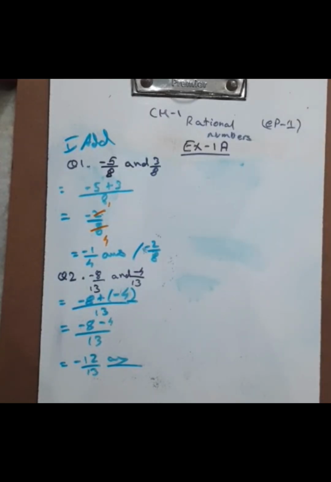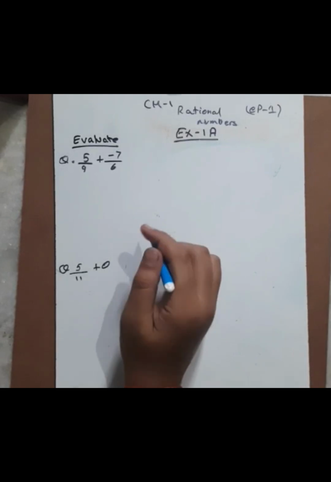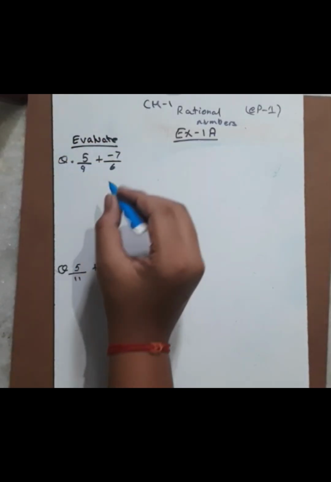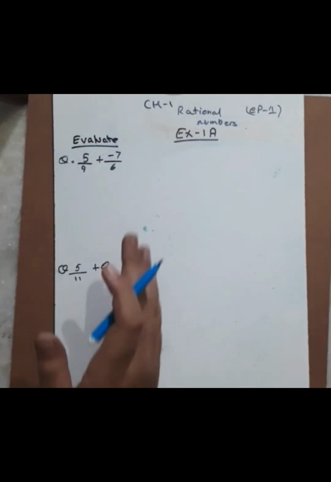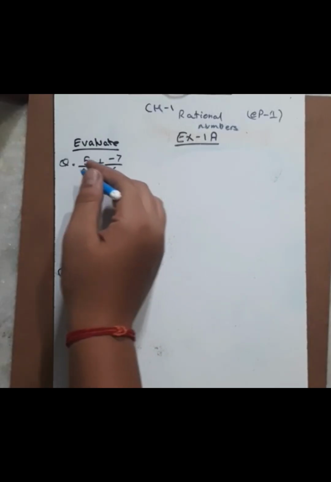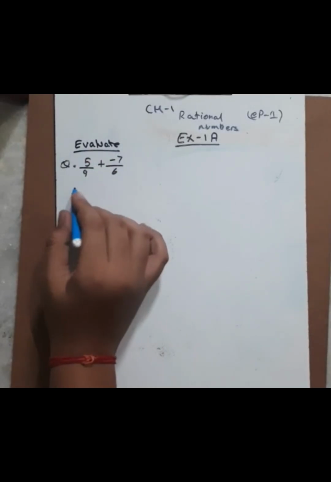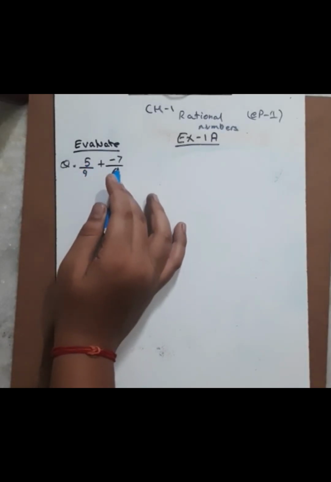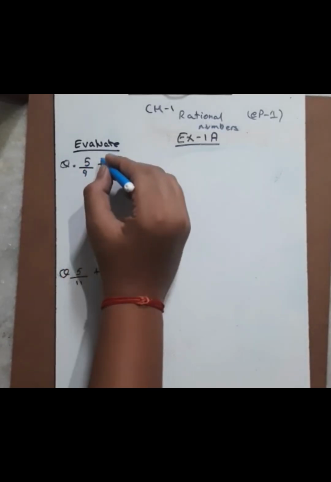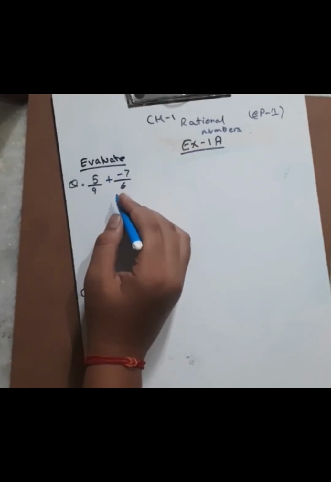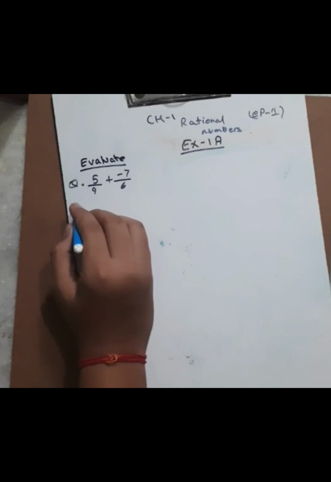Here is the question, and we move to the next question. Wait for me. The question of the next part is evaluate. How to evaluate? Just like addition, evaluate is nothing, just add and simplify. So the question is 5 by 9 plus minus 7 by 6.